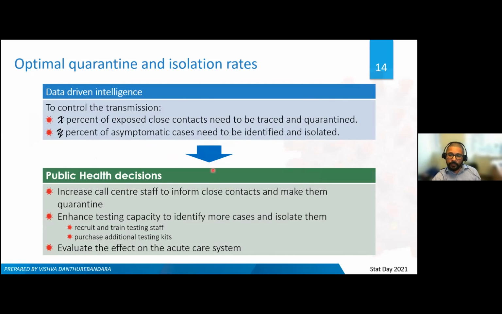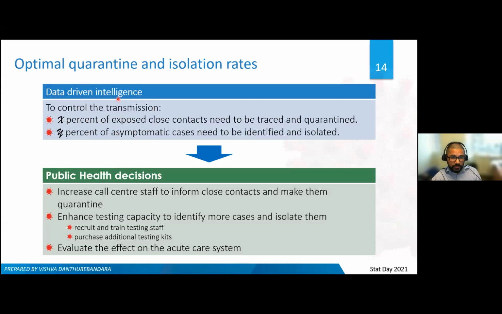For example, the model can tell you what needs to be done to control the wave. For example, it can tell you that to control the transmission, 60% of exposed close contacts need to be traced and quarantined, and 80% of asymptomatic cases need to be identified and isolated, right?